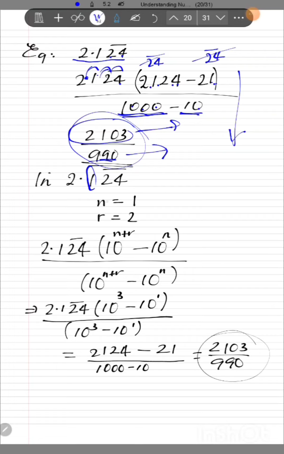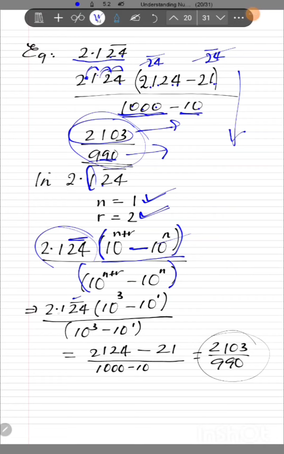So n, which is non-repeating, is 1. Repeating part, 2, 4. How many of them do we have? 2. So we have 1 non-repeating and 2 repeating digits. So the number 2.124 with 24 repeating, we multiply it by 10 to the power of non-repeating plus repeating, minus 10 to the power of non-repeating. We do the same on the denominator side, to maintain the value, because this will cancel out later and it is just 1.